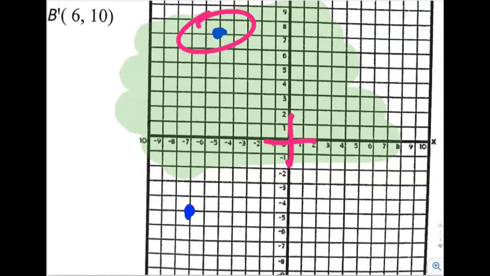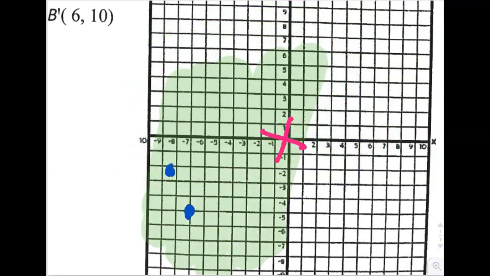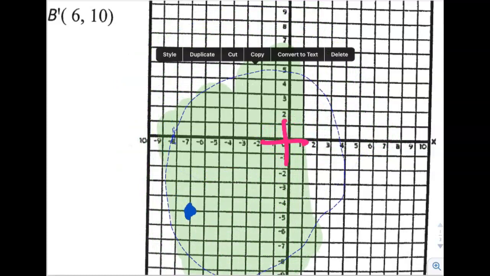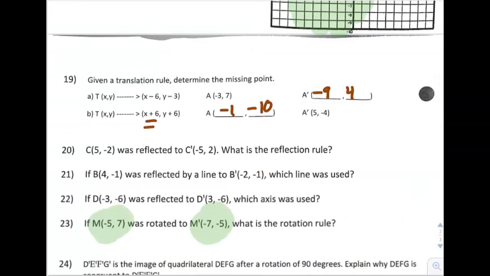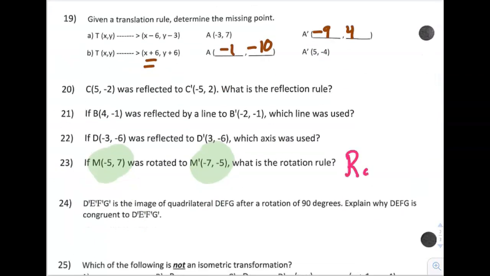If you want to test it, put your patty paper on. My hunch is that this is going to be a 90 to the left, and look what happens. When you turn it 1 click to the left, it lines right up. And 1 click to the left is 90 degrees positive. So it was a rotation about the origin of 90.